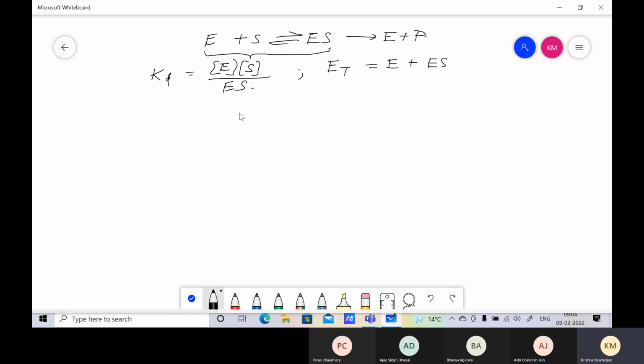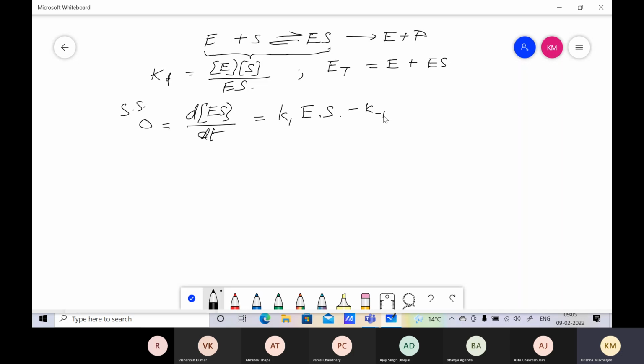The more correct and more accurate method is to say that d of ES by dt is equal to 0, which is the steady state of ES. This then becomes equal to K1 into E dot S, minus K minus 1 into ES. And then, of course, the third term, which was equal to 0 by the earlier method, but now we have another minus K2 term into ES.